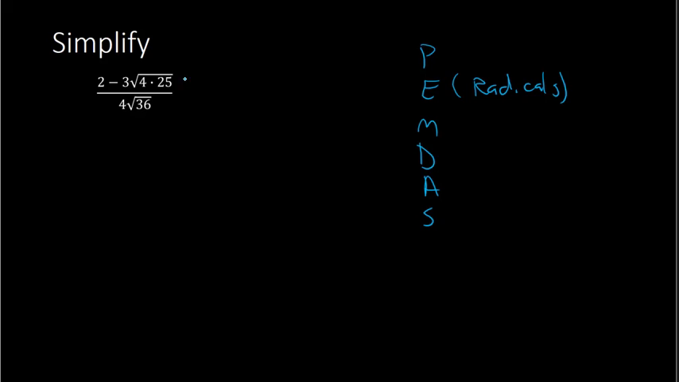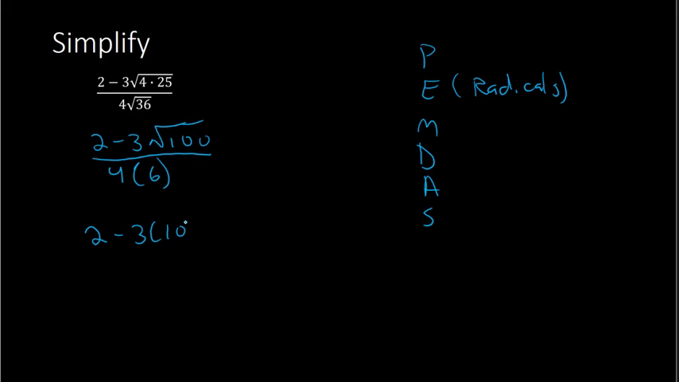All right, so looking at the radical, or the square root, we see inside the top one, 4 times 25. Well, 4 times 25 is 100. So I have the square root of 100 up there. And then on the bottom, the square root of 36 is asking what squared gives me 36. And that's going to be 6, because 6 squared is 36. So on the bottom, I have 4 times 6. Now on the top again, we have the square root of 100. So the square root of 100 is asking what squared gives me 100. And that's going to be 10, because 10 squared is 100.